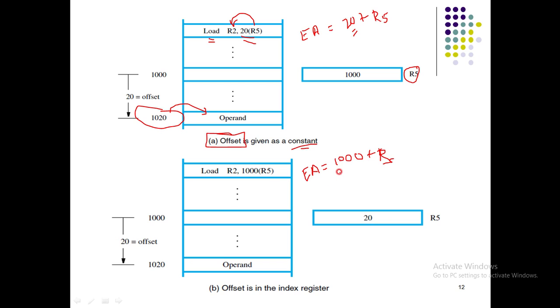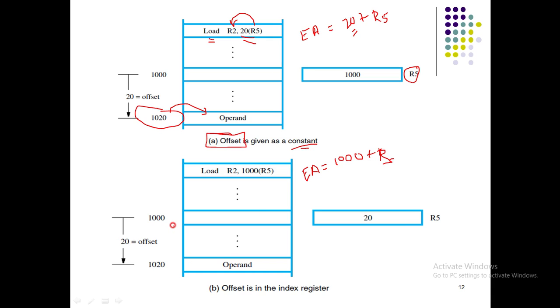Okay, so we'll get back to the subject. So what is happening here now? It is 1000 R5. It means that the effective address is 1000 plus R5. So what we are doing now? We are loading R2 with 1000 R5. So where is R5? R5 here, it has been exchanged.